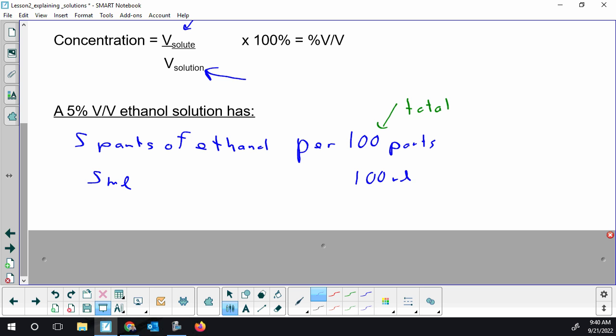Now, when you use volume to volume ratios, you can use any units you want, any volume units. You just have to be consistent. They're going to cancel. When you do a percentage, the top units and the bottom units match. So use milliliters and milliliters, or liters and liters, or kiloliters and kiloliters. As long as the two are the same, you're fine. There'll be no units in your answer.